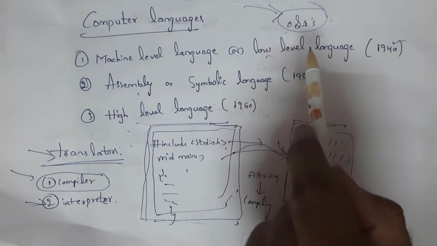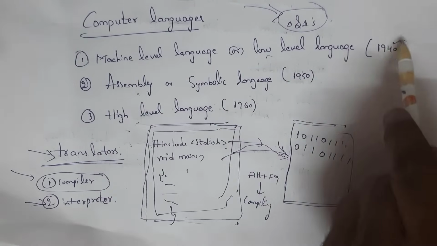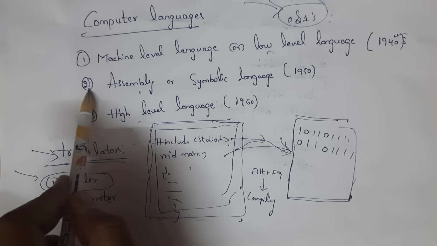This language is understandable only by machines, and it was introduced in the 1940s. In olden days, that is in the 1940s, systems understood only machine level language, that is, a machine can understand only zeros and ones. And the second one is assembly language.